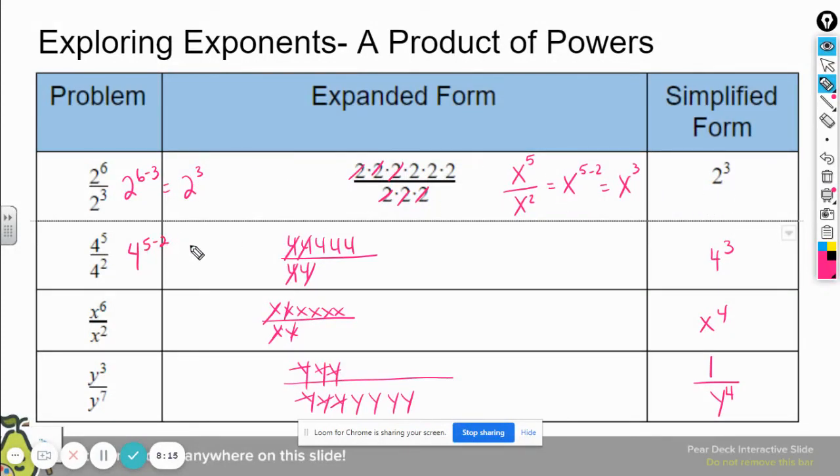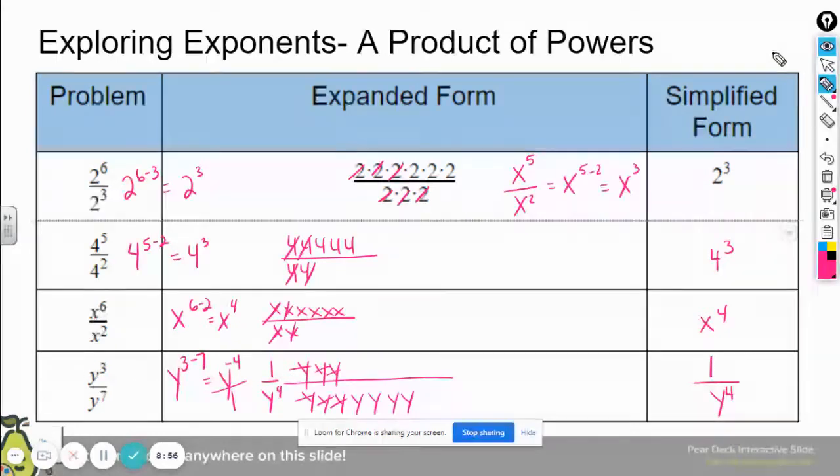4 to the 5 minus 2 power is 4 to the 3rd power. Yes, got the same answer. X to the 6 minus 2 power is equal to x to the 4th. Bam, same answer. Y to the 3 minus 7, order matters with subtraction, right, is equal to y to the negative 4. Now this goes back to the negatives, right? What do you do when you have a negative exponent? You got to move that thing. So I move it, and it becomes 1 over y to the 4th. Okay, so all these different things are kind of connected, especially when you're thinking about the division and then the negative exponents.